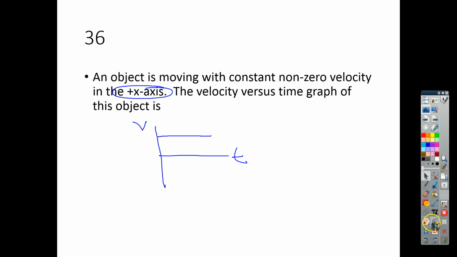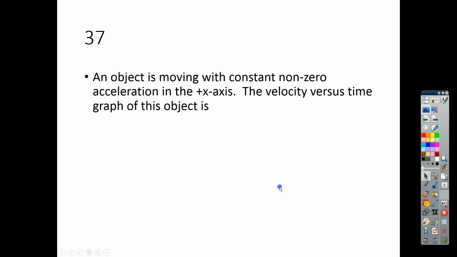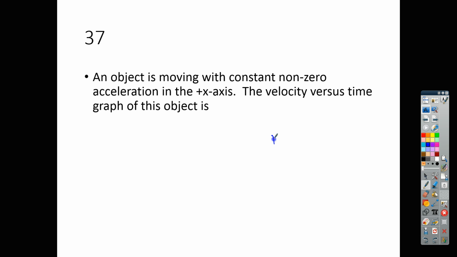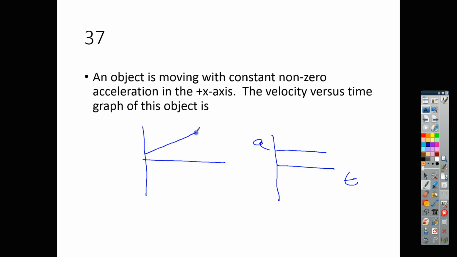For number 37, this one says an object is moving with constant non-zero acceleration in the positive x-axis. So here we go. We have acceleration versus time, positive x-axis. The velocity versus time of this object should be a line that goes like this. So this is velocity versus time. So for number 37, your answer would be a straight line making an angle with the time axis.